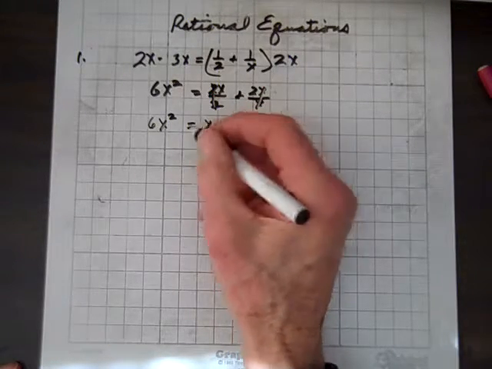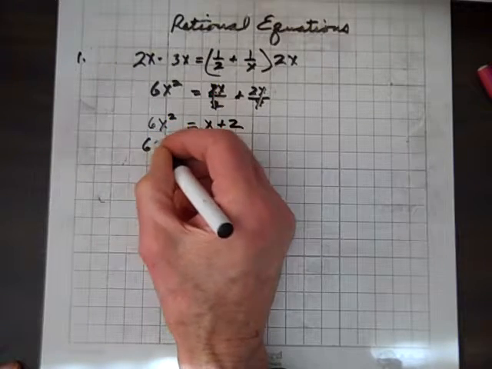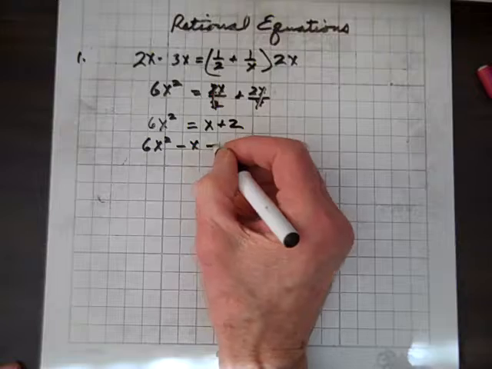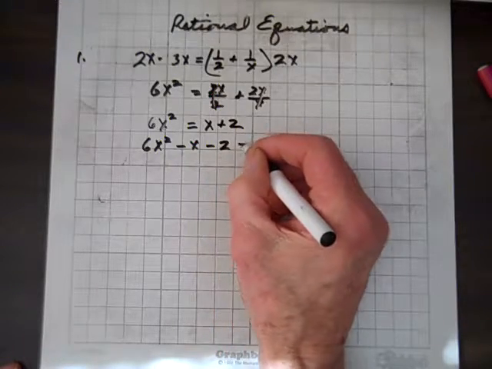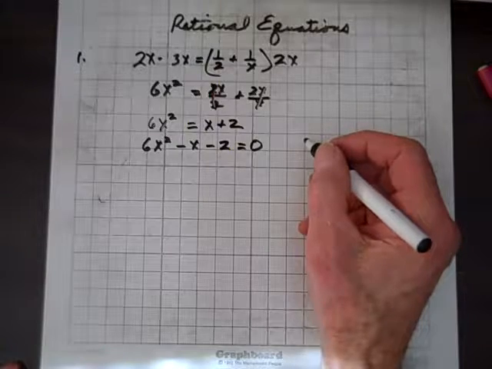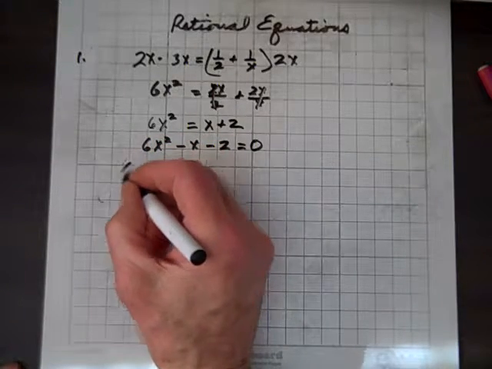Now we'll get 0 on one side, everything else on the other, so we'll subtract x from both sides and subtract 2 from both sides, and that equals 0. Now it turns out this does factor.